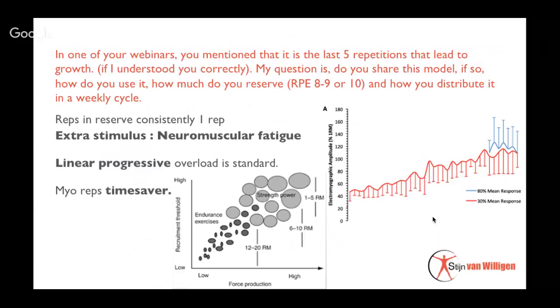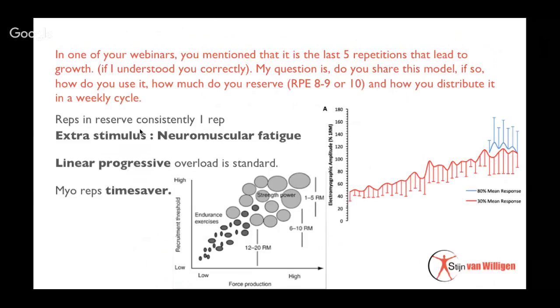In one of your webinars, you mentioned that it is the last 5 repetitions that lead to growth, if I understood you correctly. Well, in most cases, these are the effective reps, so to say. So this is the time when the type 2 fibers really come into play. And the type 2 fibers are the fibers that have the most potential for growth. So if you're doing a very low weight, then basically the first 20 repetitions you do are going to be all type 1 fibers or type 2A, which is a little bit slow twitch. And then later on in the set, the bigger motor units, as you can see over here, those come into play.